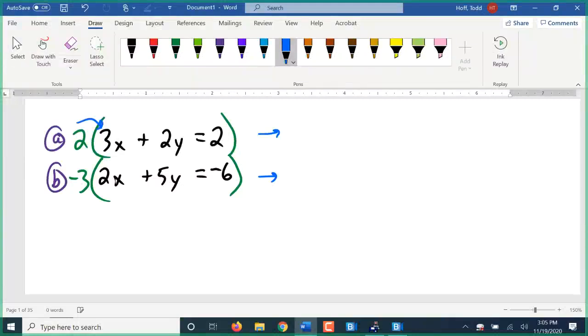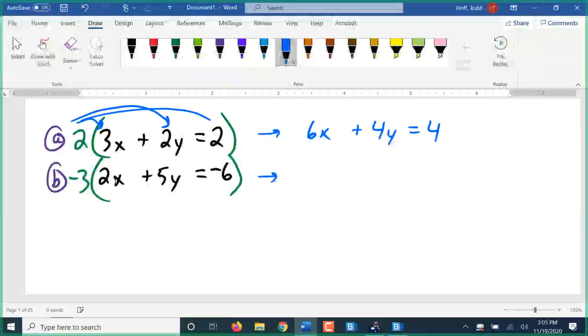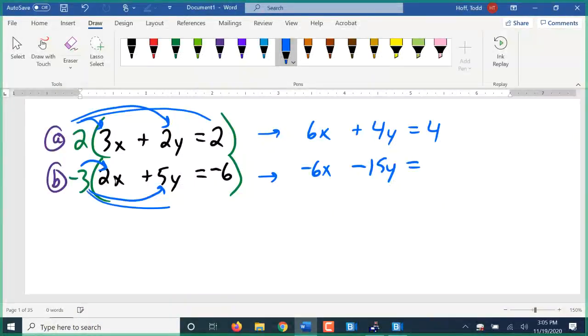2 times 3x is 6x. 2 times 2y is a positive 4y equals 2 times 2 is 4. On bottom, negative 3 times 2x is a negative 6x. Negative 3 times 5y is a negative 15y equals negative 3 times negative 6 is a positive 18.